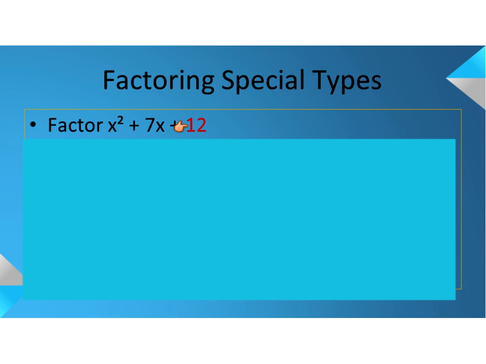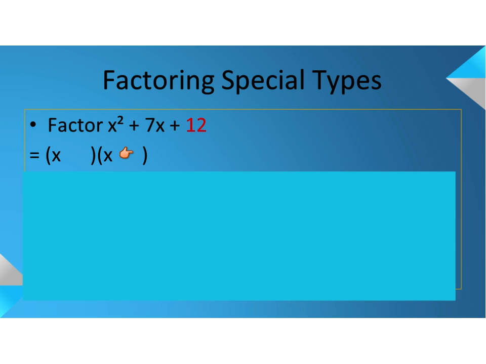Now let's think, what two numbers, when you multiply them together, will give you 12? Okay, so 6 and 2, yes. 4 and 3, yes. Now we don't want just any two factors of 12. We want two factors whose sum will be this middle term. So 6 plus 2 is 8. That's not 7. 4 plus 3 is 7. So we're going to use those numbers inside our parentheses.